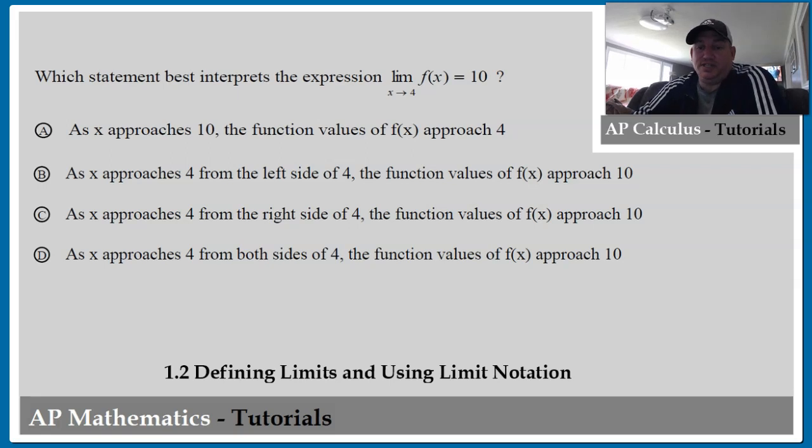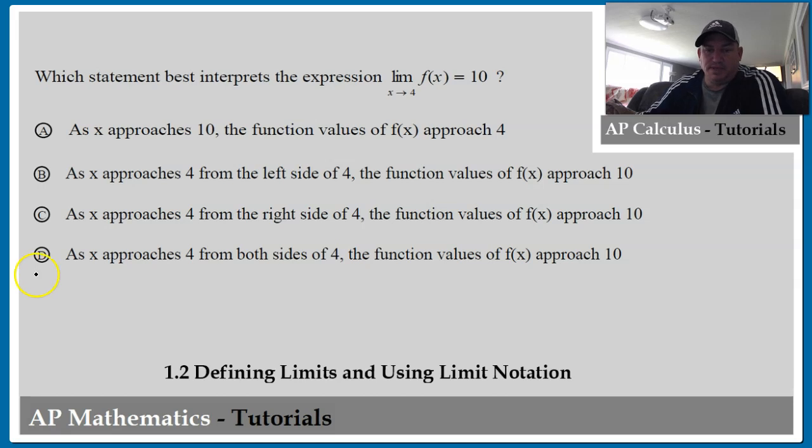Hello, calculus students. We have another problem here on section 1.2, defining limits and using limit notation. The question here is, which statement best interprets the expression, the limit of f of x as x approaches 4 is equal to 10? So let's go through these one by one.